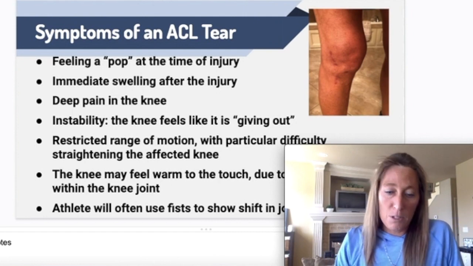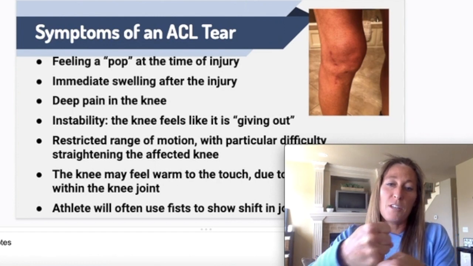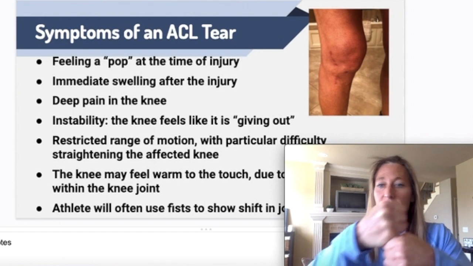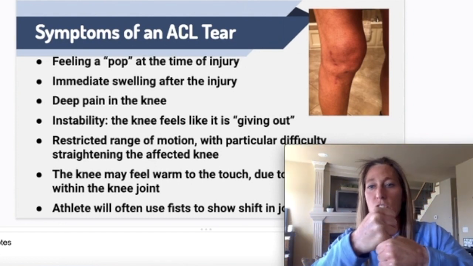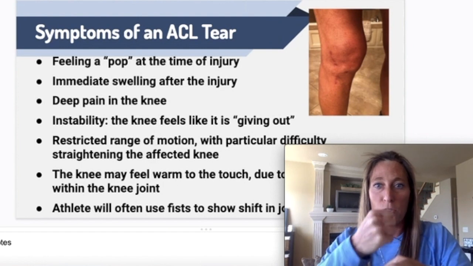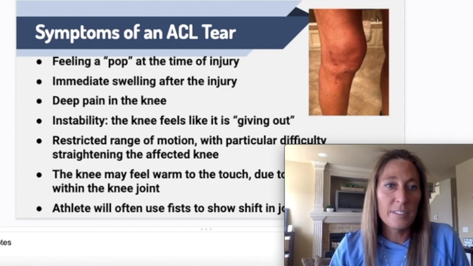Oftentimes an athlete, and I was looking down at the soccer ball whenever I hurt my knee, and I saw my tibia shift on my femur to the inside like this. So oftentimes you will have an athlete say they felt this shift. Mr. Snow says that's a universal sign for tearing your ACL, showing this shift like that.